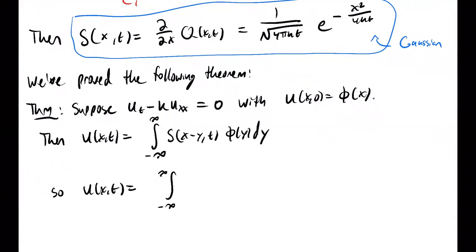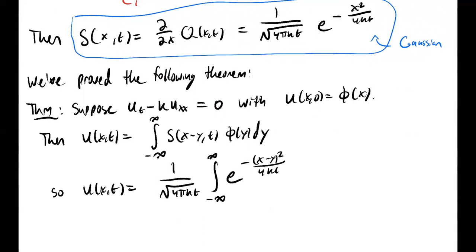Well, I notice that this 1 over square root term doesn't depend on x, or rather it doesn't depend on y, in this case, so I can factor that out. So it's 1 over square root 4 pi kt times the integral from minus infinity to infinity of e to the minus, well, I'm replacing x by x minus y, squared divided by 4kt, times phi of y dy. And so that's our solution formula.